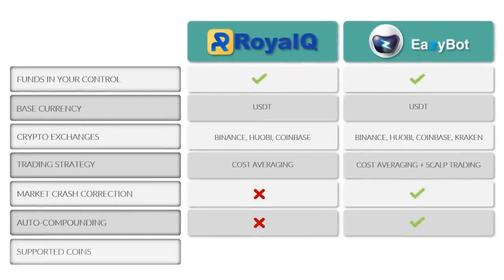Next, let's compare the amount of crypto coins that's currently supported. The Royal Q crypto trading bot has a range from 8 to 52, and that range is dependent on which crypto exchange you're using. So Coinbase Pro currently supports 8 tokens, whereas Binance supports 52 on the high end, and Huobi's in the middle with 49. EazyBot does not currently support as many coins. It has a range from 10 to 21.